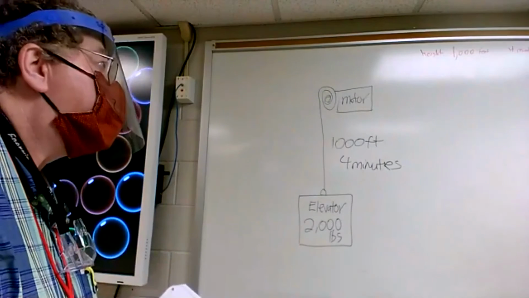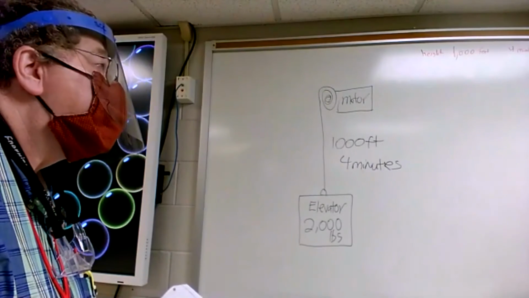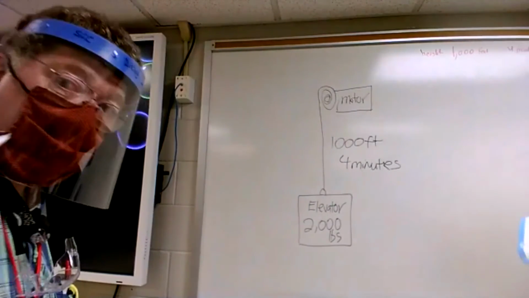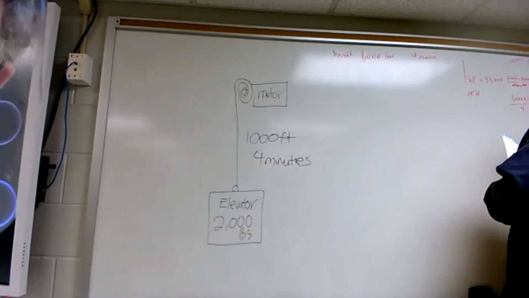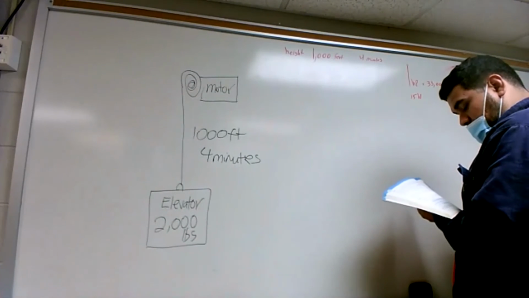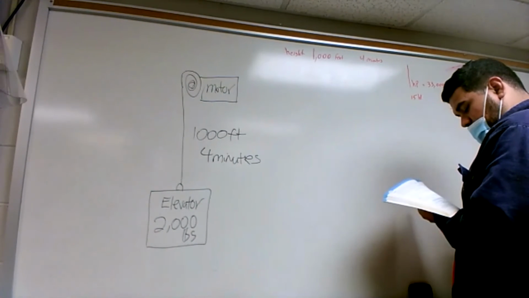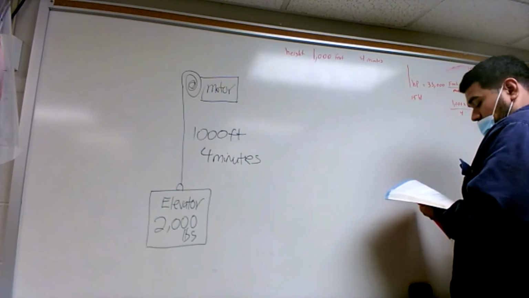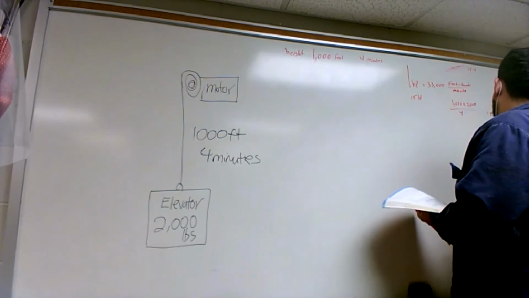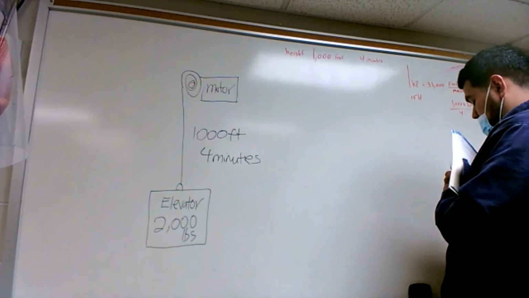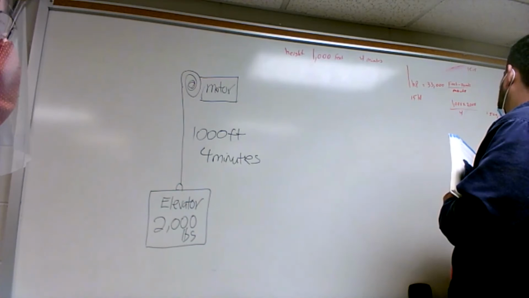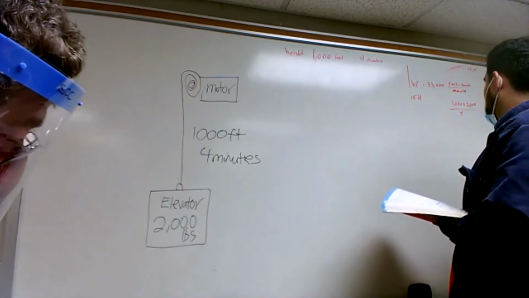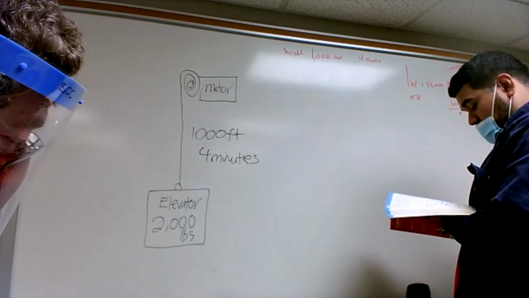So you come up with 500,000 what? It's foot-pounds per minute. That's the unit that you're using. Right, so you took the 1,000 feet times the 2,000 pounds. That would give you foot-pounds, and then divided by 4 minutes, it gives you the time. So foot-pounds divided by time equals foot-pounds per minute, which would be 500,000. So 500,000 foot-pounds per minute.